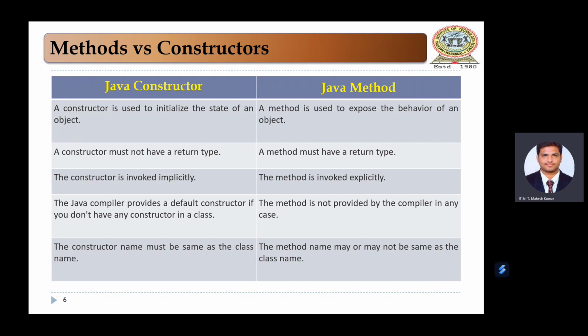The Java compiler provides a default constructor if you don't have any constructor in the class. A method is not provided by the compiler in any case. The constructor name should be the same as the class name, but the method name may or may not be the same as the class name.